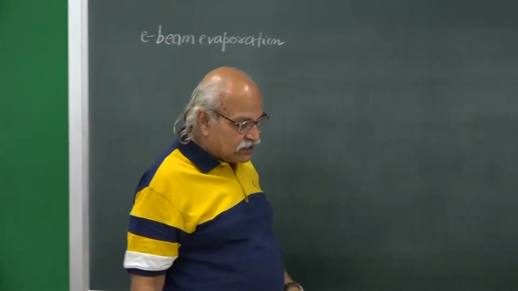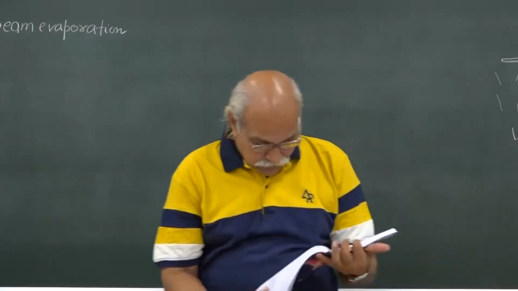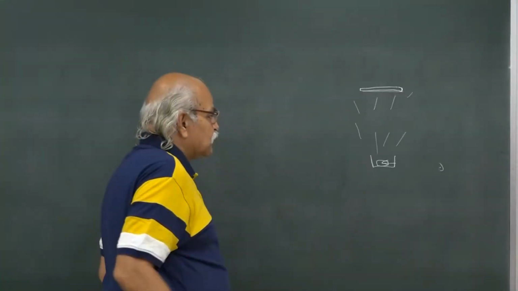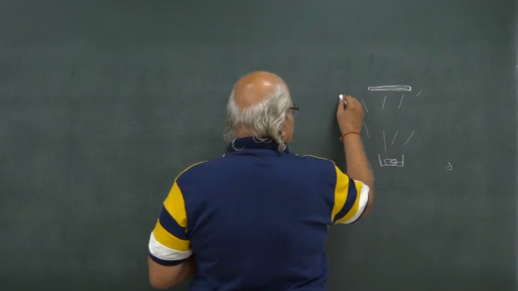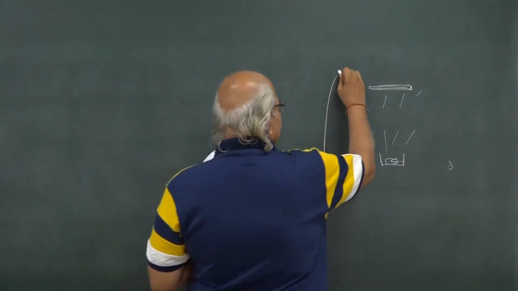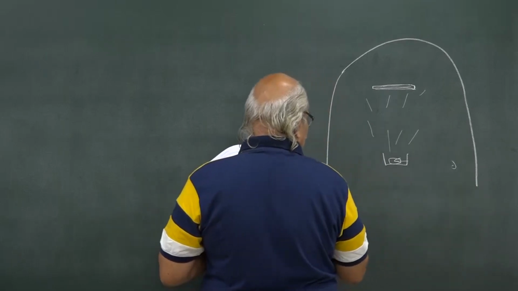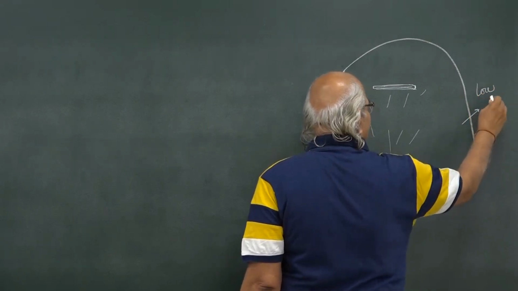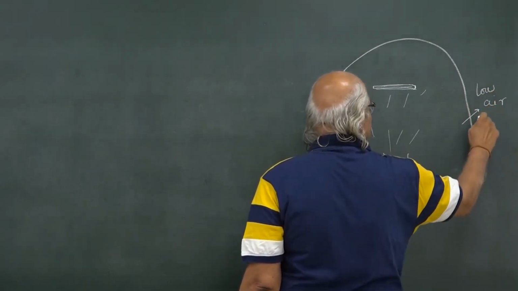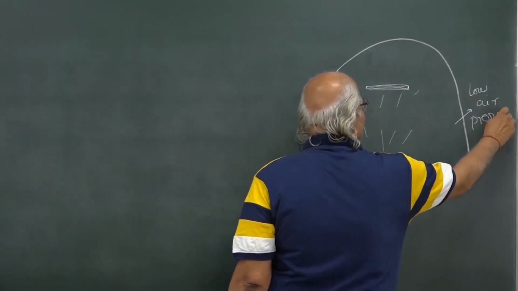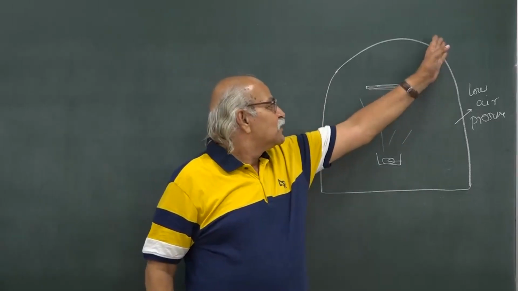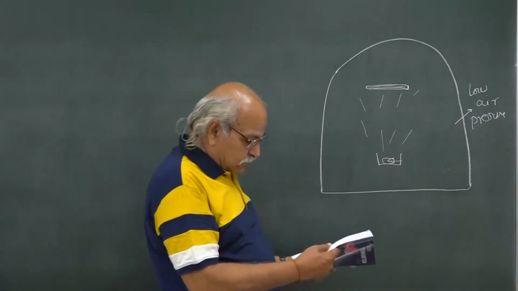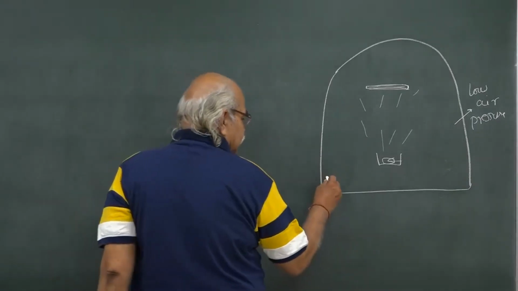So, the setup is something like this. You have a crucible just like that, and then this is the substrate, and it is all in a chamber in which you evacuate the air, giving low pressure, a vacuum. So, you have some outlet, and you can connect a vacuum pump here, and then you will evacuate this, and then there is a circuit here.